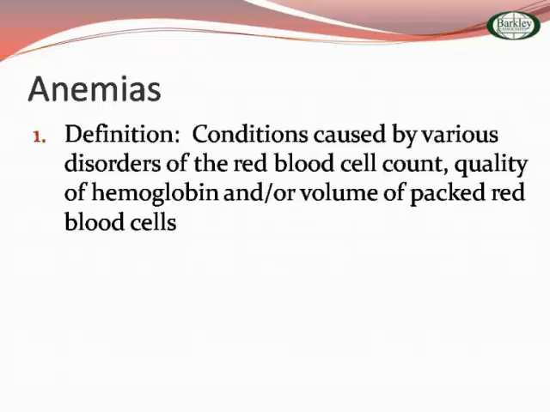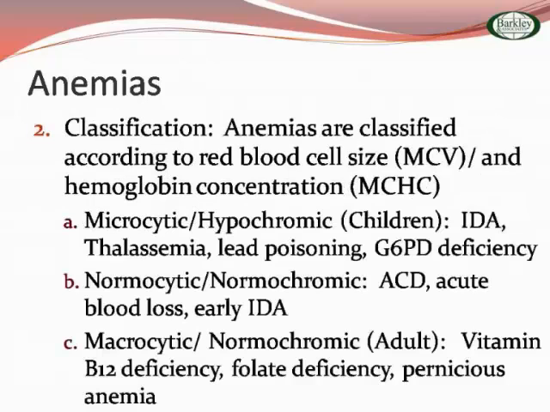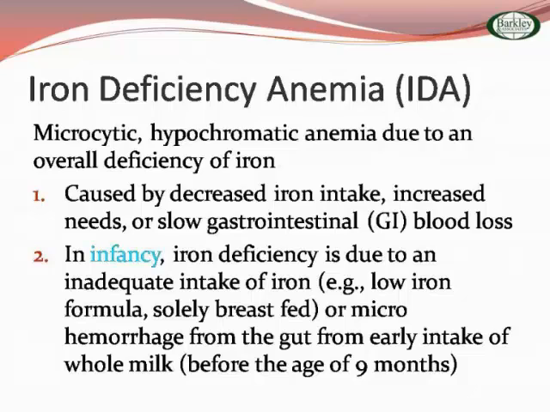That's your IDA, your thalassemia, lead poisoning. What does lead poisoning create? IDA, iron deficiency anemia. And G6PD deficiency, which is related to diet. Your normocytic normochromics are usually those that are kind of just midline, like your anemia of chronic disease, acute blood loss, early IDA. But guess what? Your adult anemias are what? Macrocytic normochromic. This is your vitamin B12, folate deficiency, and pernicious anemia. So right there, if they use the word macrocytic normochromic, you know it's not a pediatric-oriented one, versus being microcytic hypochromic. So let's think about our microcytic anemias.